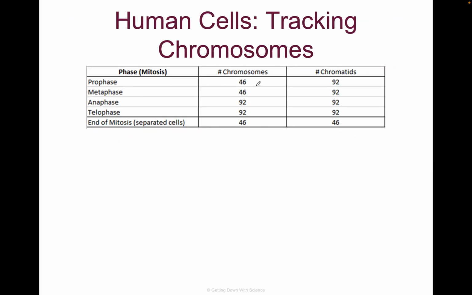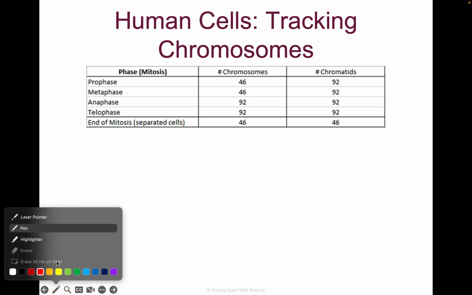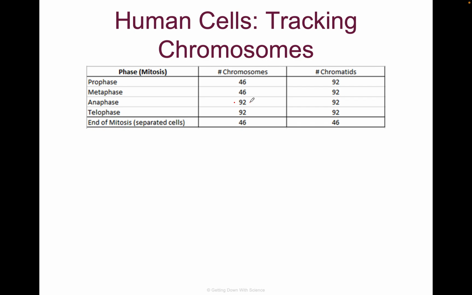So in prophase, and there will be questions about this on the exam. Prophase, we have 46 chromosomes. Metaphase, we have 46 chromosomes. Then all of a sudden, it doubles. Anaphase and telophase, and then finally, when they're separated again, you got 46. So at some point, it doubles in anaphase and in telophase, and then it separates once again. Great.